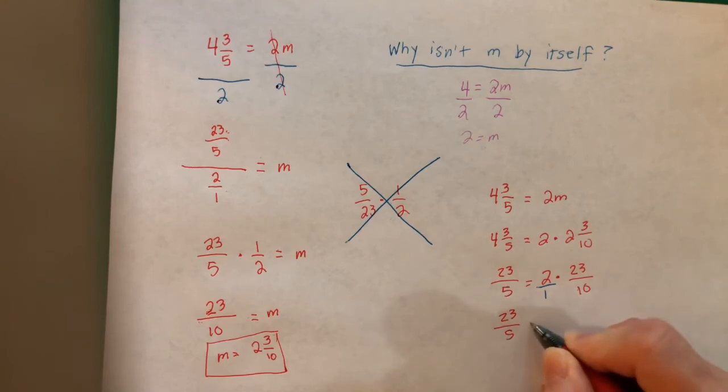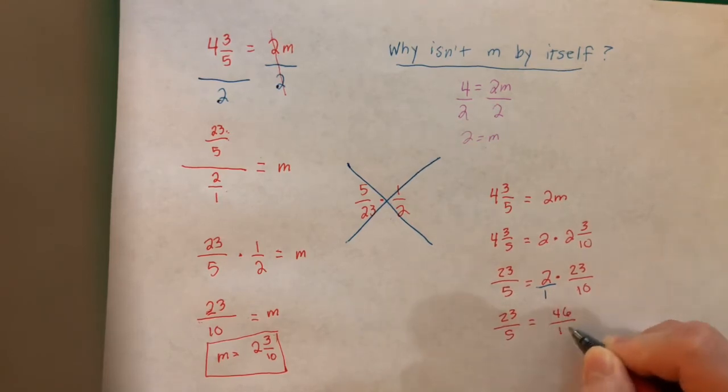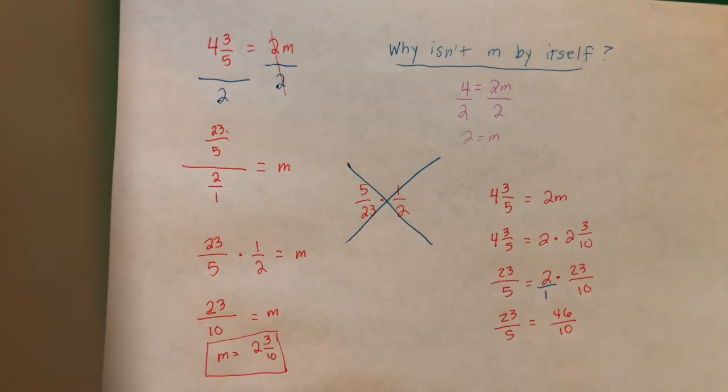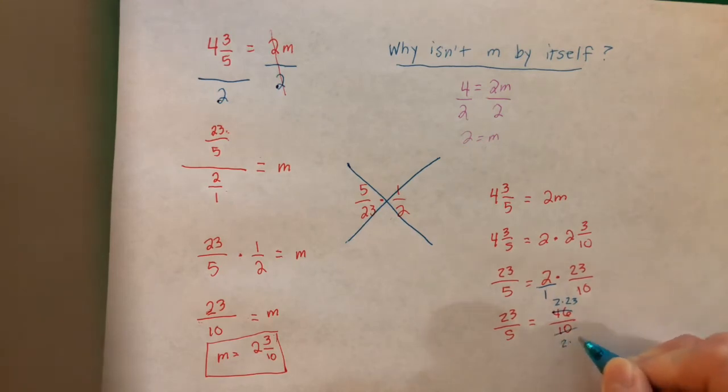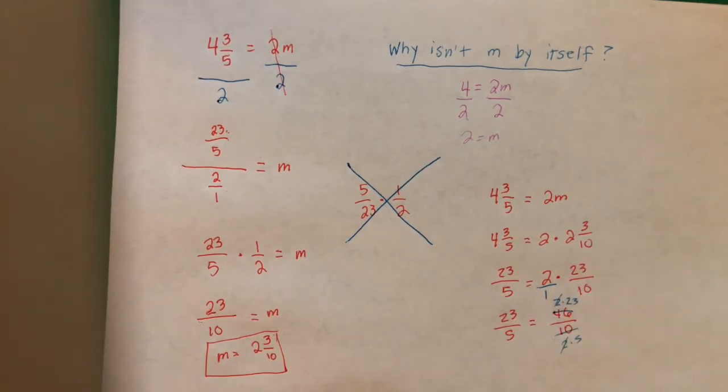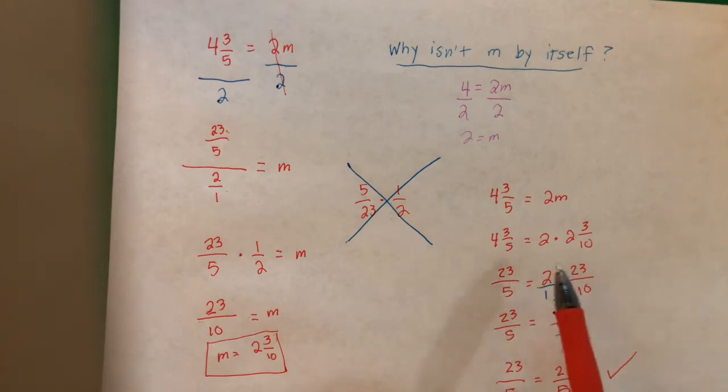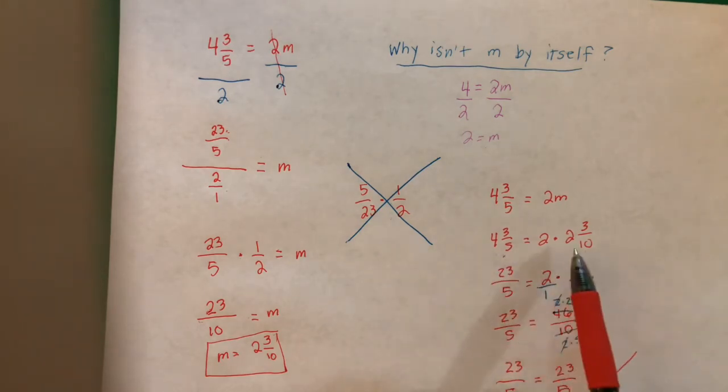23 fifths equals 46 tenths. Now, if I simplify this, I can divide both by 2 because this is 2 times 23. This is 2 times 5. Those 2's, 2 divided by 2 equals 1. I can just take that part out. And what I have left is 23 over 5. 23 fifths equals 23 fifths. I am correct. Now, what you may not do is you may not go from here, 4 3/5 equals this, and just say 4 3/5 equals 4 3/5. You don't know that. You didn't solve that. So that's not going to count for checking it.